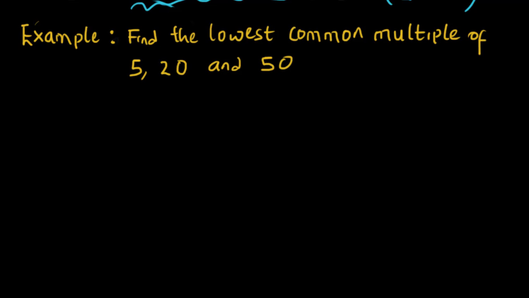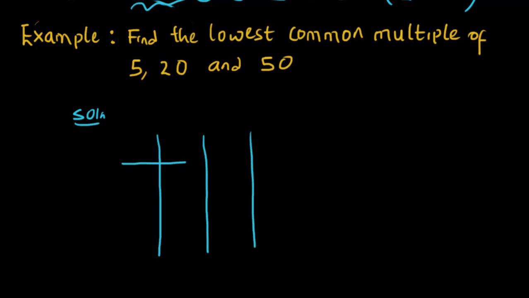Now we have, find the lowest common multiple of 5, 20, and 50. Now let's solve this. Remember, we are dividing with prime numbers. So this time around, we have 3 numbers, 5, 20, and 50. Dividing with prime numbers, 2, 3, 5, 7, and so on. Do you understand? So we ask ourselves, can 2 go in either 5, 20, and 50? Now 2 can go in 20 and 2 can go in 50, so we start with 2. 2 cannot go in 5, so we write 5.